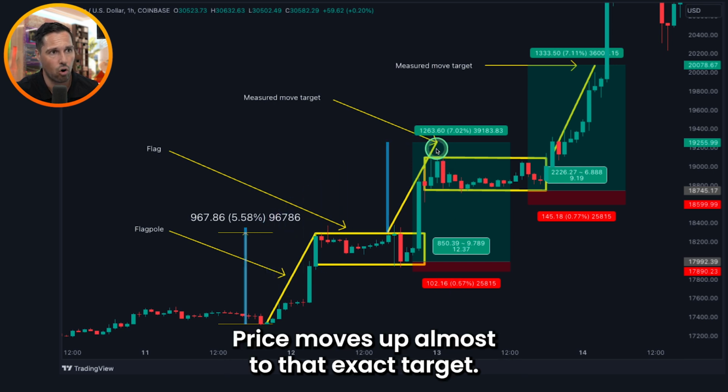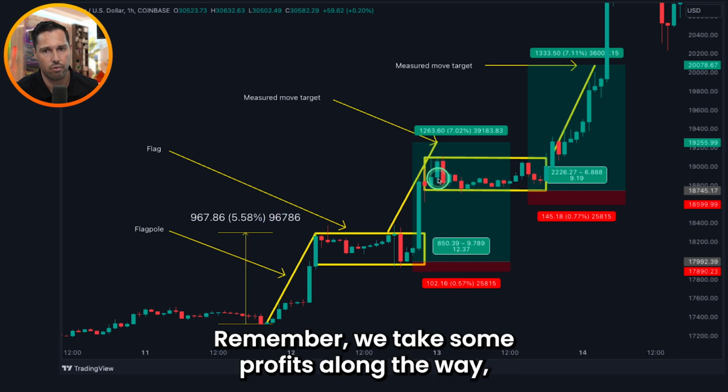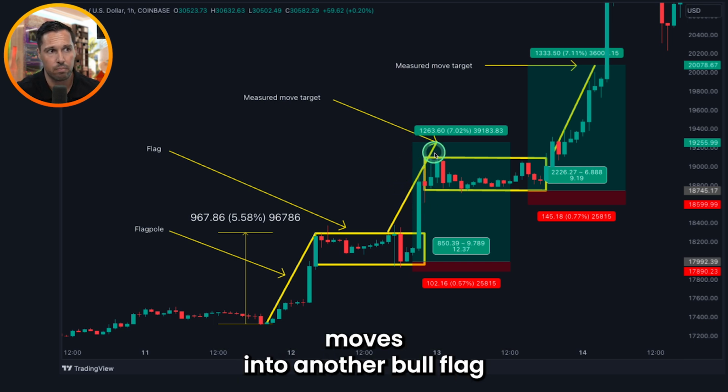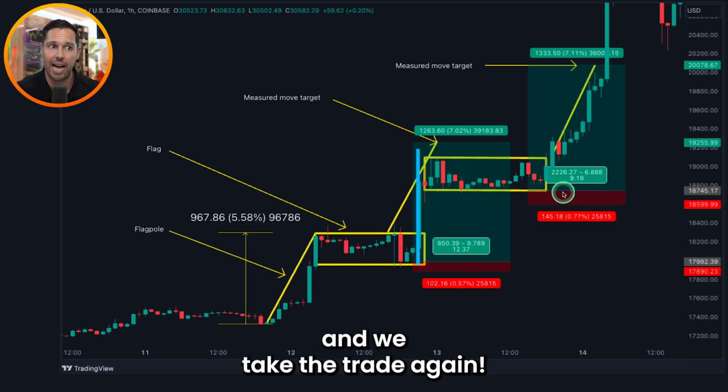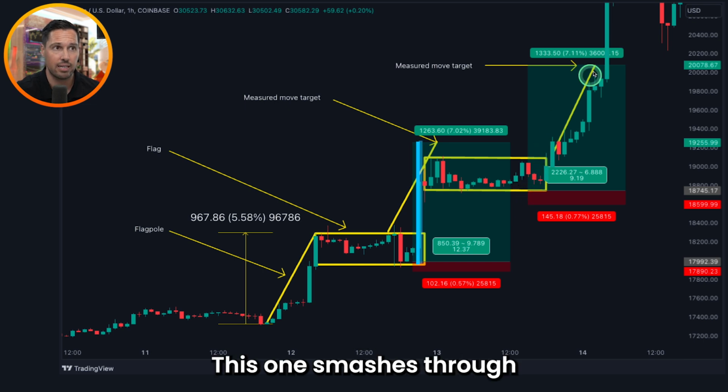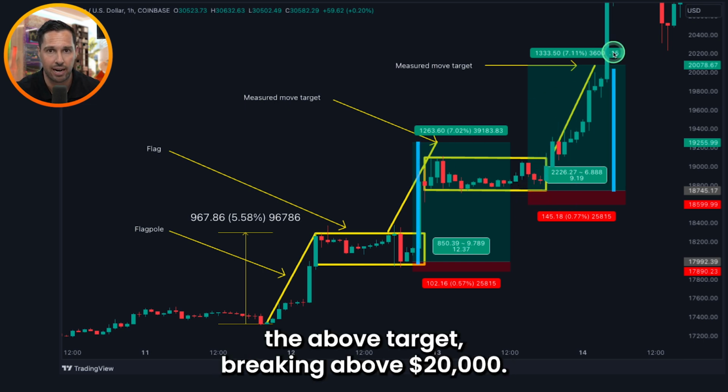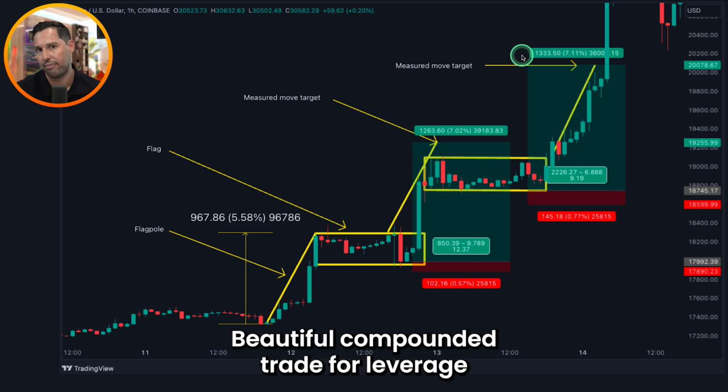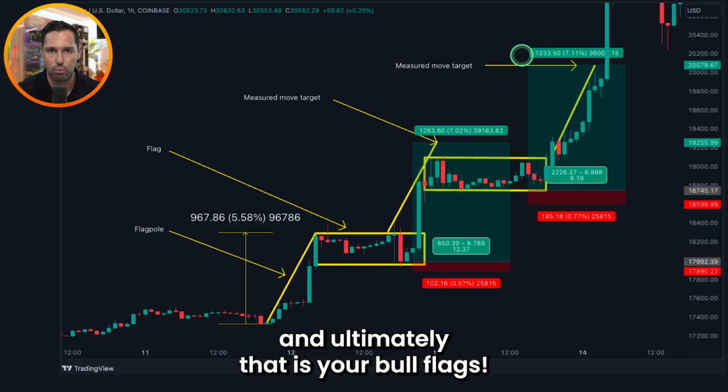Price moves up almost to that exact target. Remember, we take some profits along the way, but it almost hits that target, moves into another bull flag, and we take the trade again. This one smashes through the above target, breaking above $20,000. Beautiful compounded trade for leverage, and ultimately that is your bull flags.